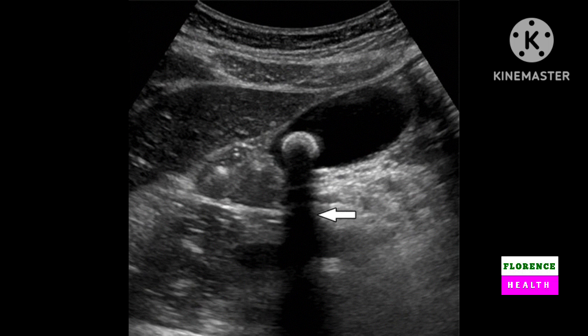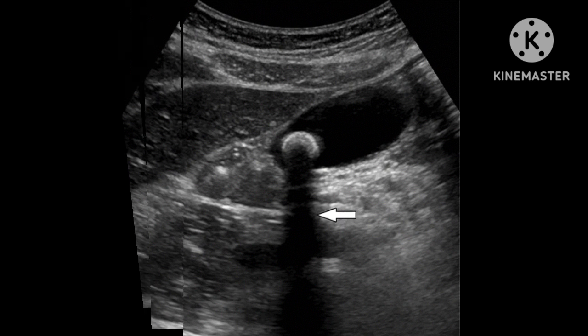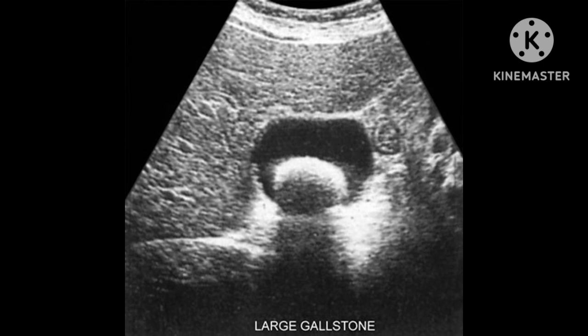This slide shows the gallbladder in longitudinal section having an echogenic structure inside, which is a stone itself, which produces posterior acoustic shadow. This one shows the gallbladder in transverse section, having a stone inside, which is an echogenic material, producing posterior acoustic shadow.